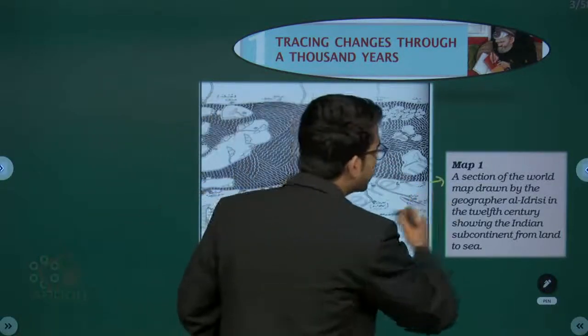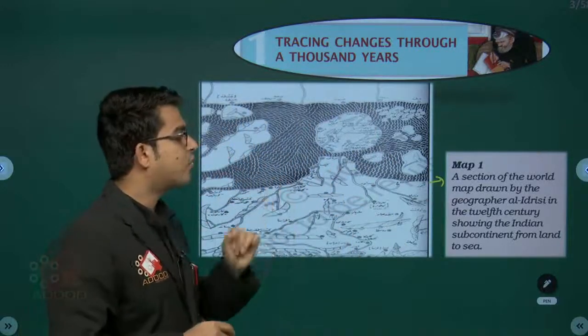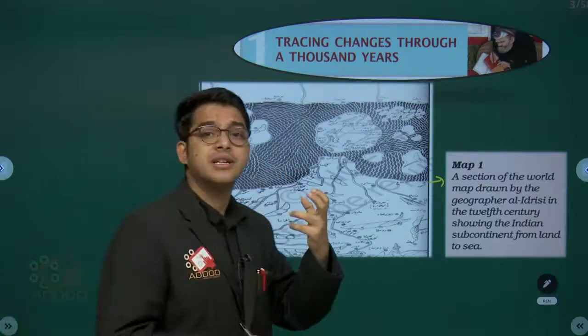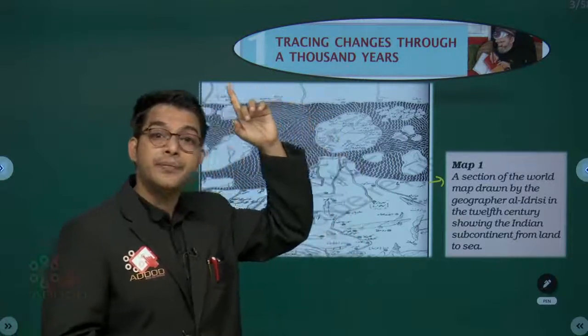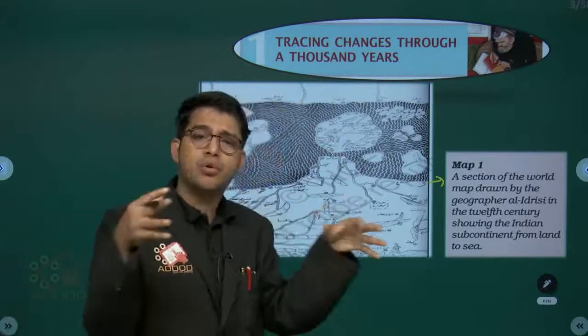Map number 1, my dear friend, a section of the world map drawn by the geographer Al-Idrisi, one of the very famous geographers at that time, when people were not getting education, when people were just indulging with their own stuff.